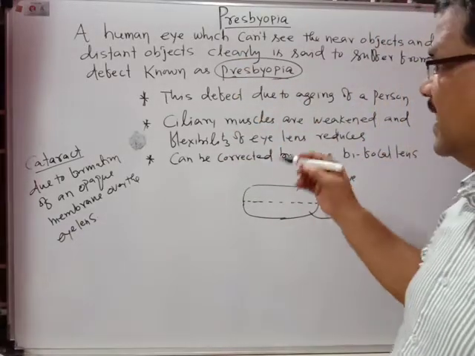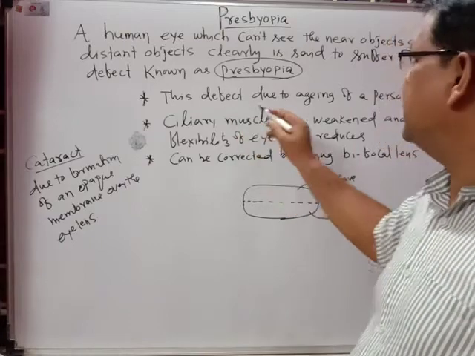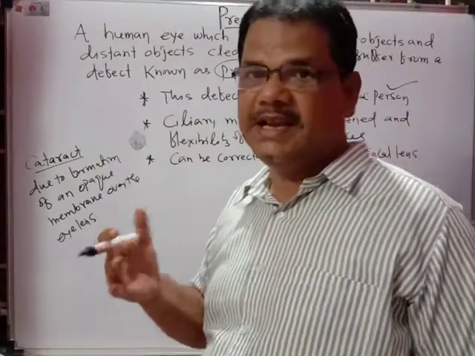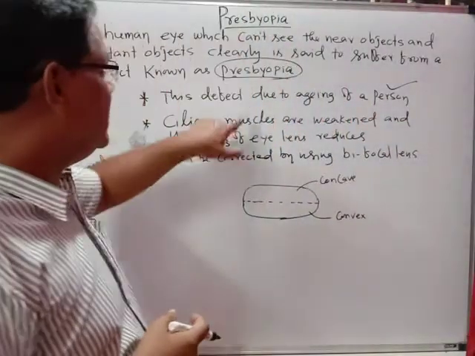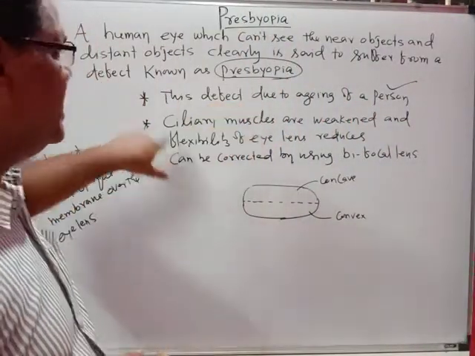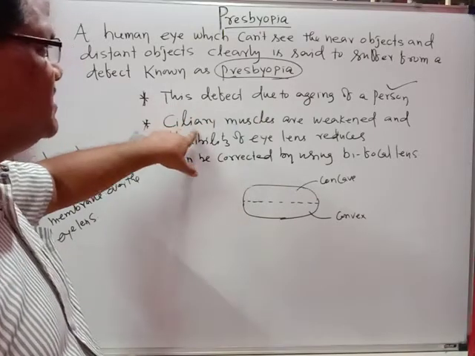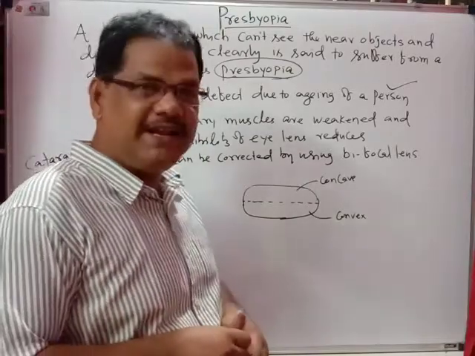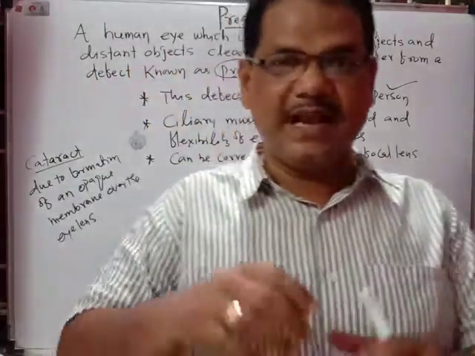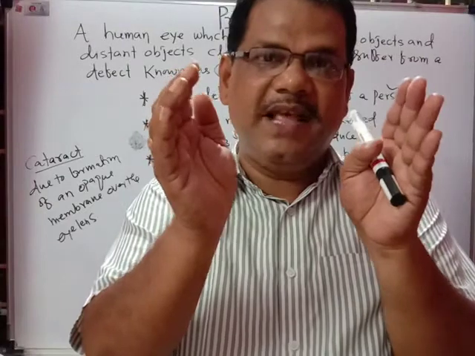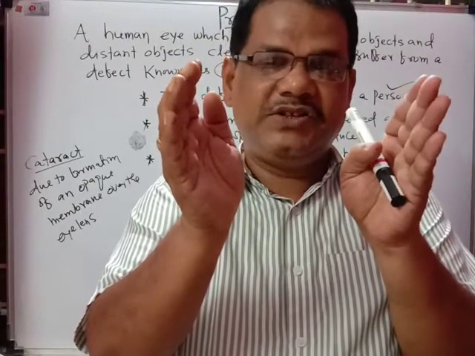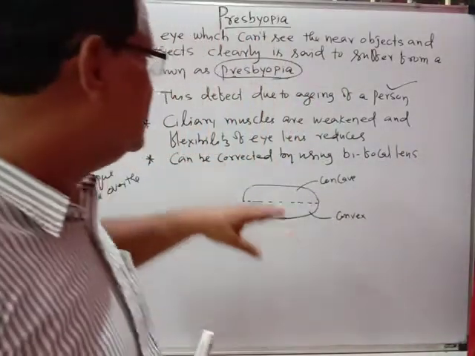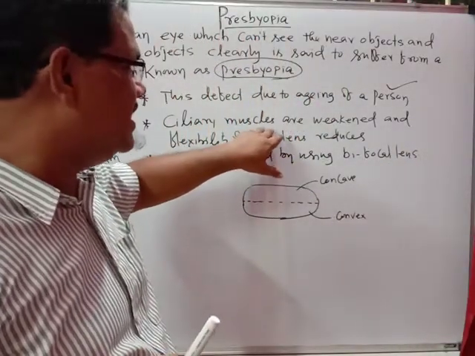Why is this defect happening? This defect is due to the aging of a person, and particularly as the age increases, older people will find this type of defect. And why is this happening? Because of the ciliary muscle and the eye lens flexibility. The ciliary muscle which is holding the lens gets compressed and rarefied to adjust the accommodation, to adjust the focal length of the eye lens.